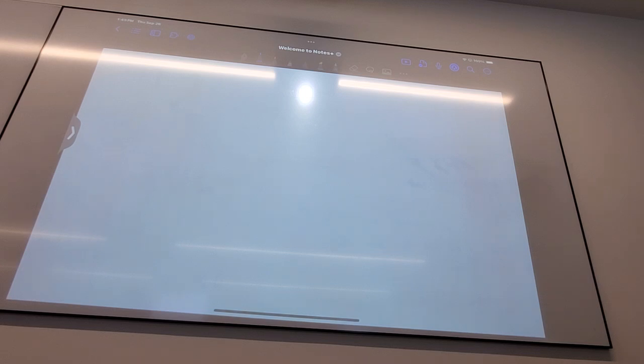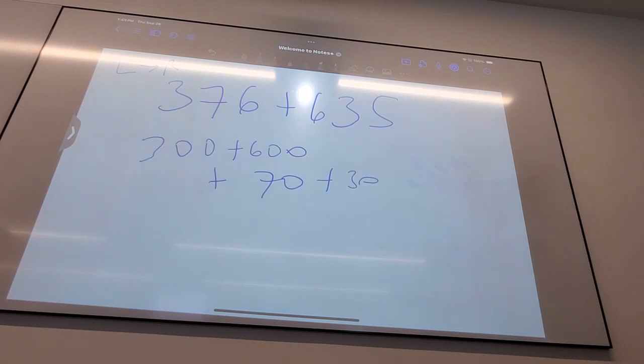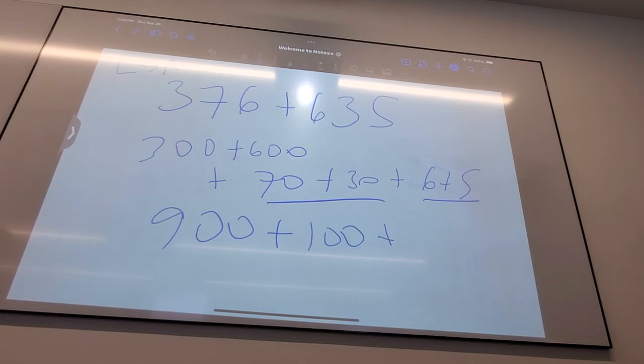Okay, so what if I had to do 376 plus 635? So if we do the left to right method, it would be 300 plus 600 plus 70 plus 30 plus 6 plus 5, yes? So I get 900 plus 100 plus 11. So I get 1011.